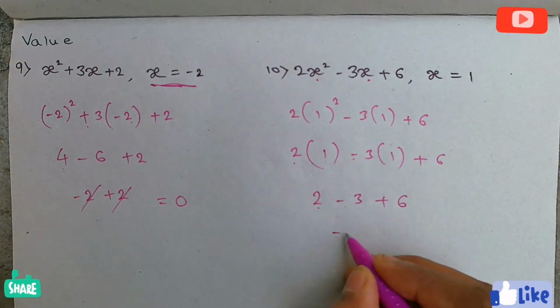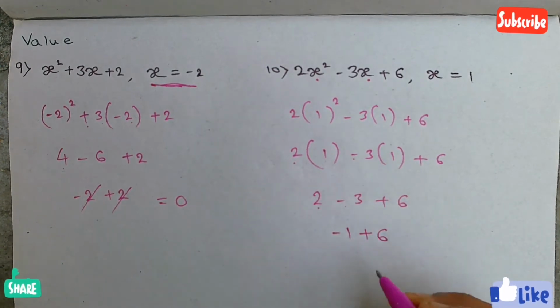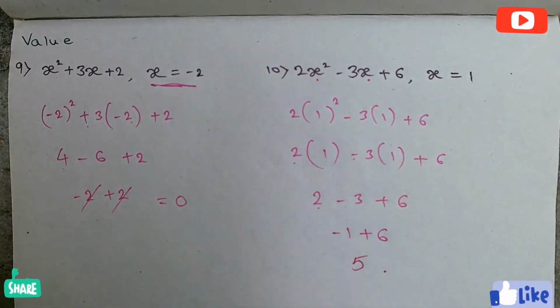2 minus 3, minus 1, plus 6. Minus 1 plus 6, plus 5. So the value of the given polynomial at x equal to 1 is 5.